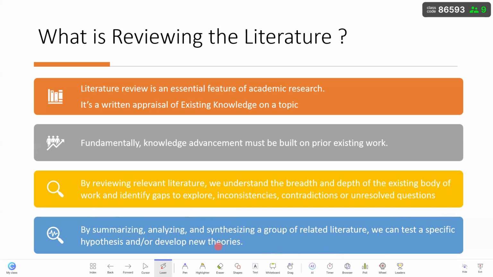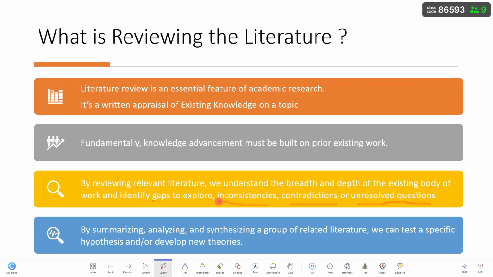So analyzing and synthesizing is simply identifying gaps, right? You need to critically appraise and critically evaluate the current knowledge, right? So in that case, you simply go through the current knowledge and identify inconsistencies, unexplored areas, contradictions, or unresolved questions in that particular area.